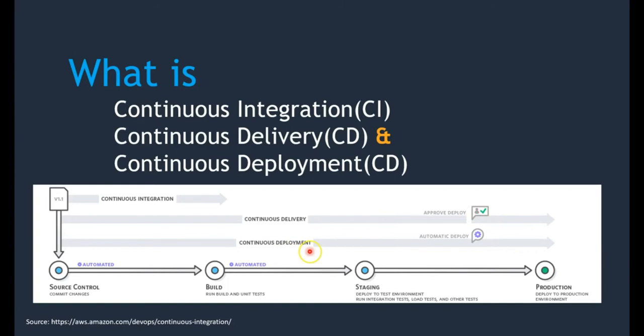Whereas in continuous deployment, once it is successfully tested on the staging environment, it automatically gets deployed into the production environment without any manual intervention. The difference between continuous delivery and deployment is that there is a manual intervention to deploy onto the next available environment, whereas in continuous deployment, it is also automated.